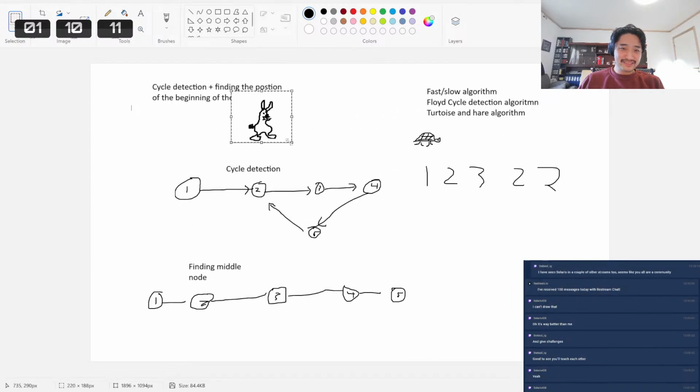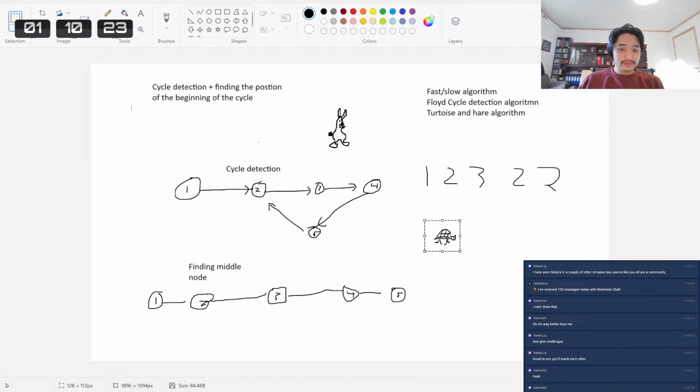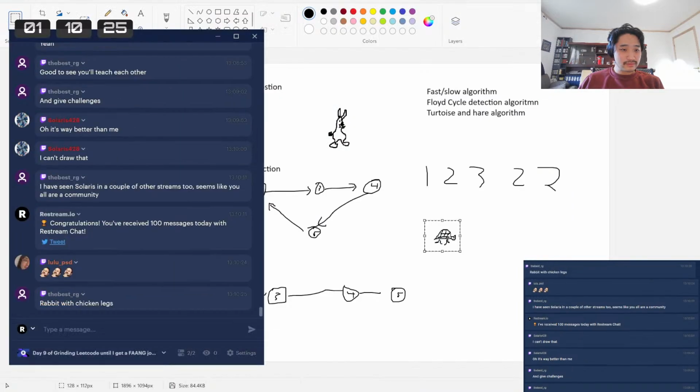Solaris 428: I can't draw that. Thebiest_RG: I have seen Solaris in a couple of other streams too. Seems like you all are a community. Restream.io: Trophy, congratulations. You've received 100 messages today with Restream chat.